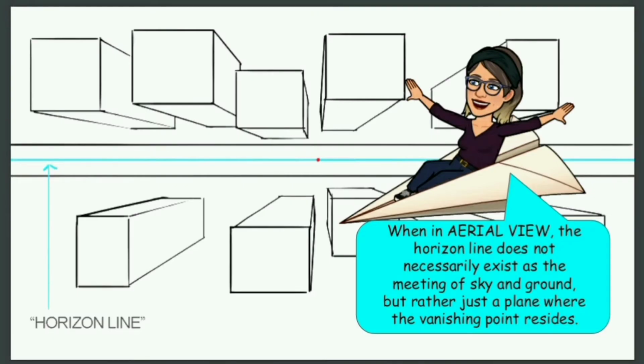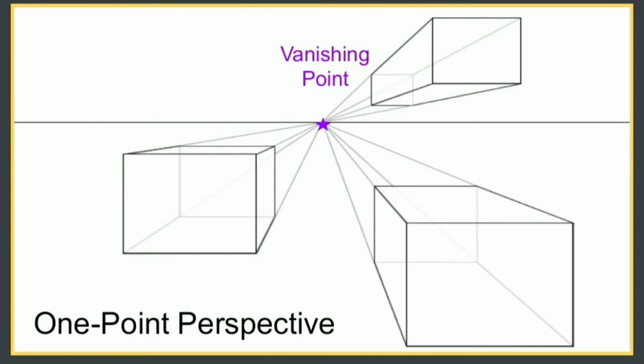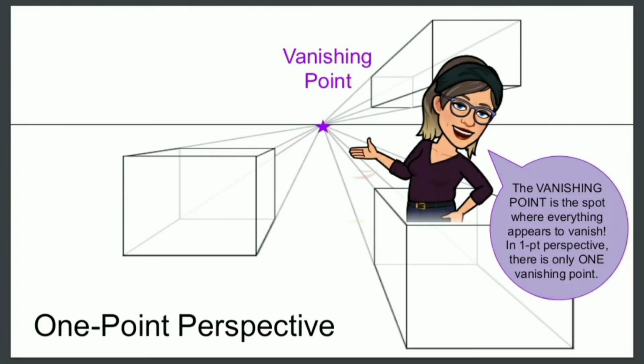Sometimes, in an aerial view, the horizon line does not necessarily exist as the meeting of sky and ground, but rather just a plane where the vanishing point resides. Here's the vanishing point. The vanishing point is the spot where everything appears to vanish, and in one-point perspective, there is only one vanishing point.